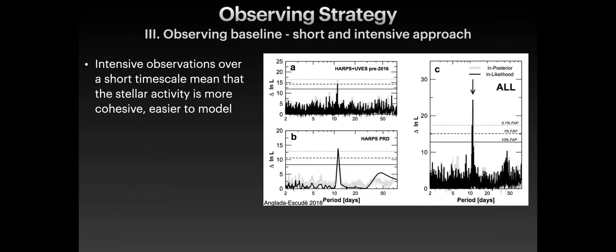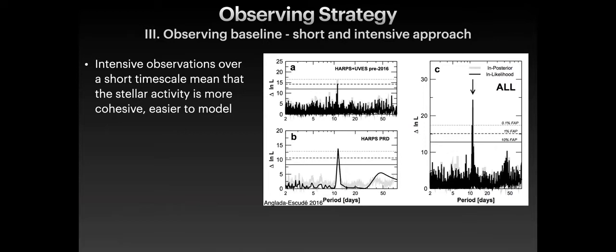So in order to confirm the planet, the team undertook an intensive observing campaign in 2016, where they obtained one spectrum almost every night between January 19th and March 31st. And it was that set of concentrated data that provided the definitive detection.